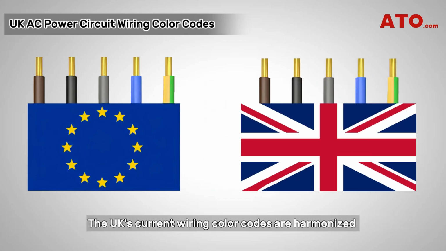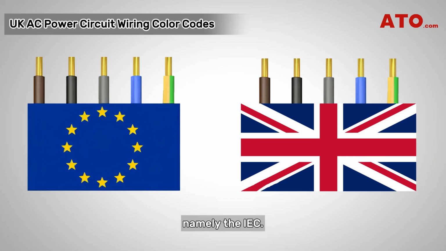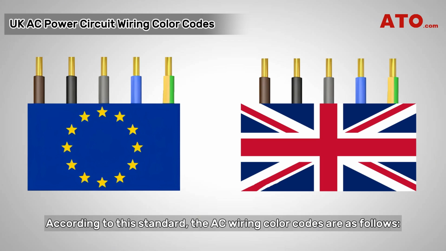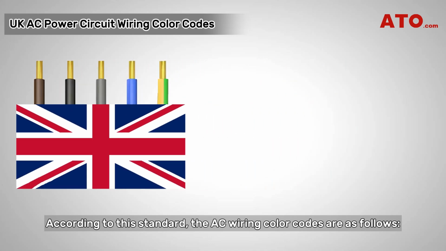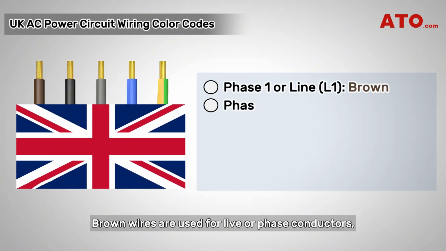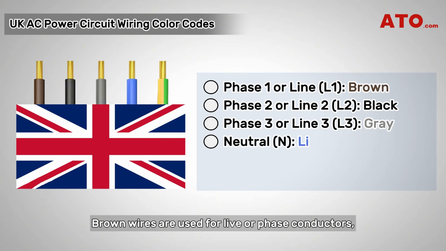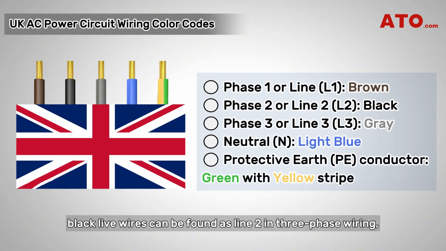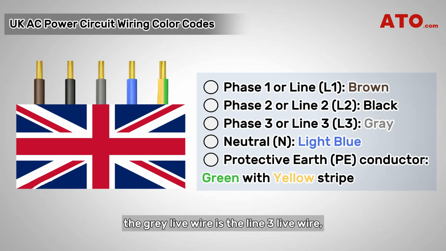The UK's current wiring color codes are harmonized with Europe's power cable color coding, namely the IEC. According to this standard, the AC wiring color codes are as follows. Brown wires are used for live or phase conductors. Black live wires can be found as line 2 in three-phase wiring. The gray live wire is the line 3 live wire. Blue wires indicate neutral conductors, and green and yellow striped wires are employed for protective earthing or grounding.